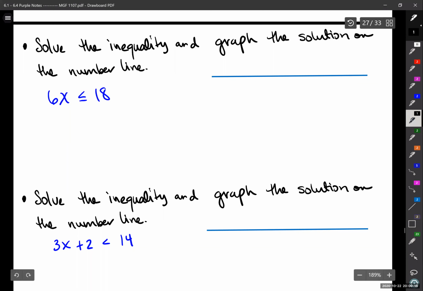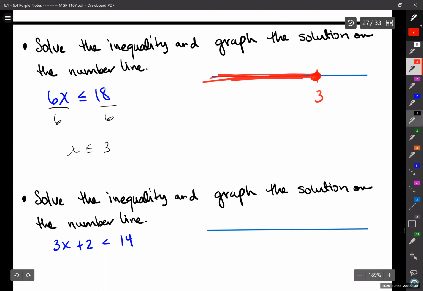Now in our first one, it was 6 times x is less than or equal to 18. To solve for x, since it's being multiplied by 6, we can divide by 6. Since it's a positive number, we don't have to worry about switching the signs, and we will get x is less than or equal to 3. Mark 3, you can be equal to, and then less than is the section before it.